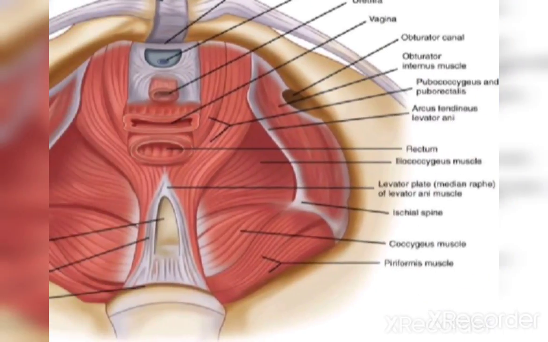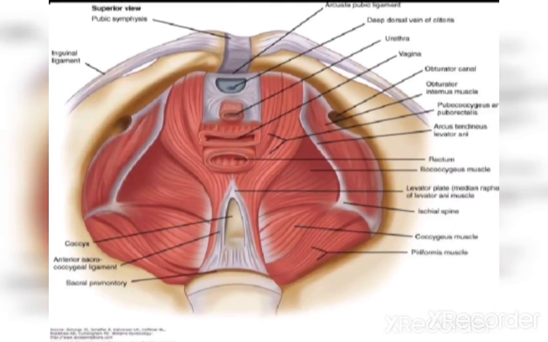Okay, ischial spine and the coccygeus muscle. And this is the piriformis muscle. The piriformis muscle has a different importance in low back pain. We'll study it afterwards. Okay, and so these are the various muscles.